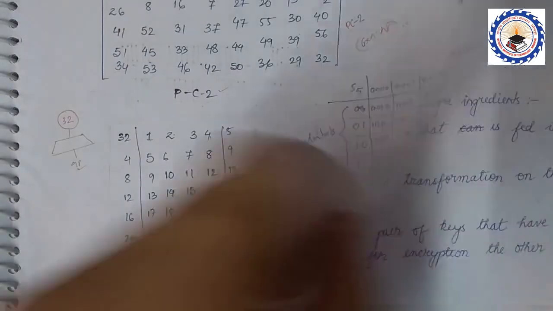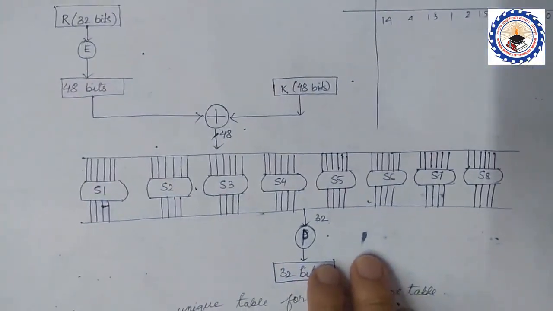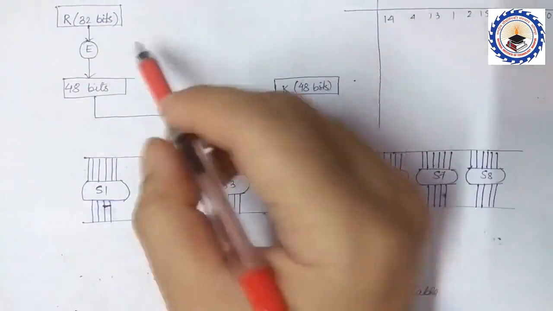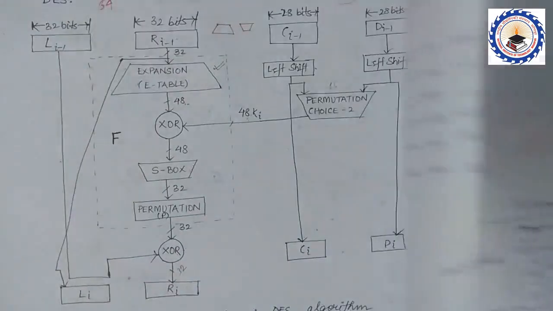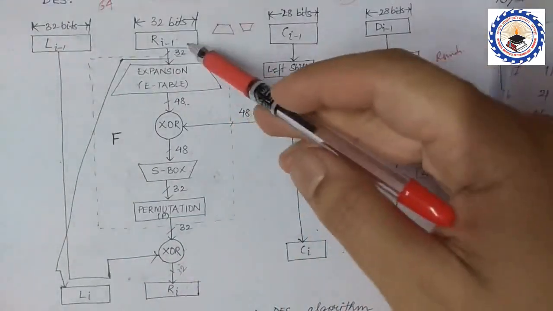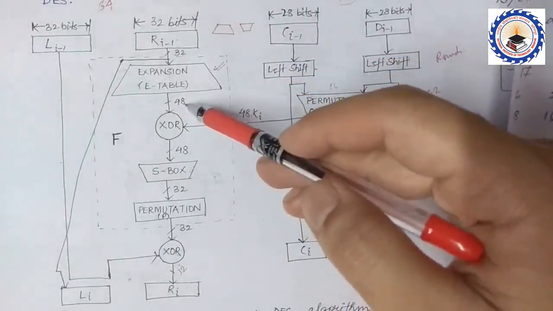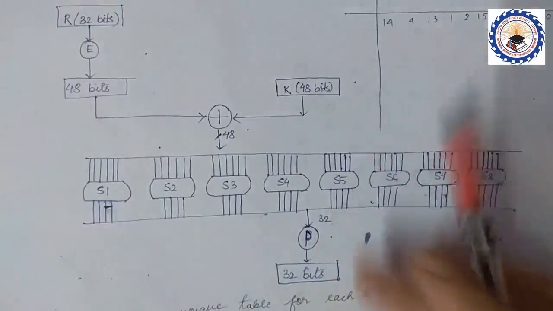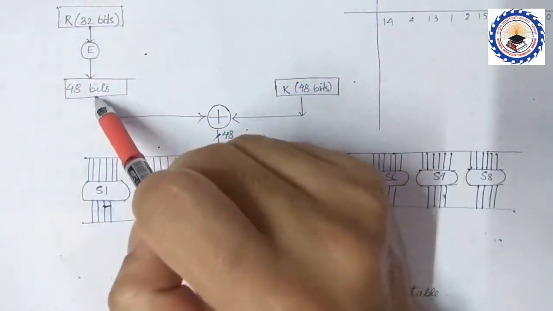So if you look again at the S box table, from the right hand side we have that 32 bits here. From those 32 bits, using the expansion table, I expanded up to 48 bits here. That particular expansion table, from the right hand side, gave me these 48 bits.